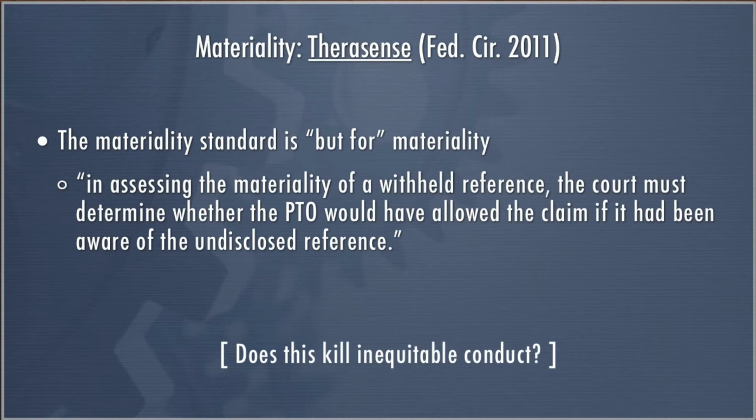Therasense, however, changes that and changes it fairly dramatically, right? Instead now of using the PTO's standard for materiality, what the PTO would consider important to the prosecution, the standard is now a but-for, right? This is a but-for materiality. And what the court says, in assessing the materiality of a withheld reference, the court must determine whether the PTO would have allowed the claim if it had been aware of the undisclosed reference, right? So this is very clearly a but-for analysis, and dramatically raises the bar for materiality, right?